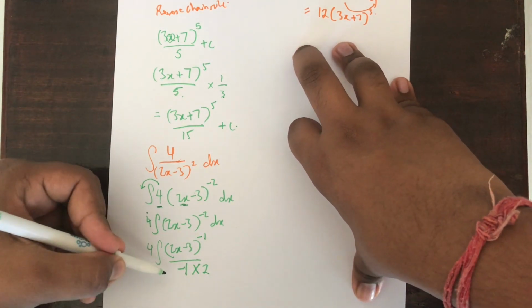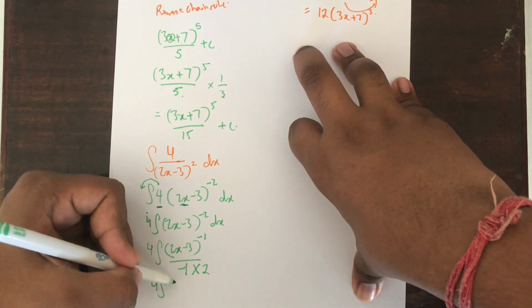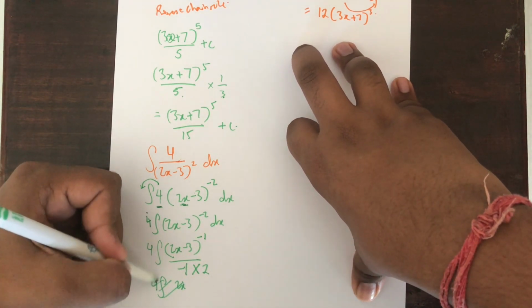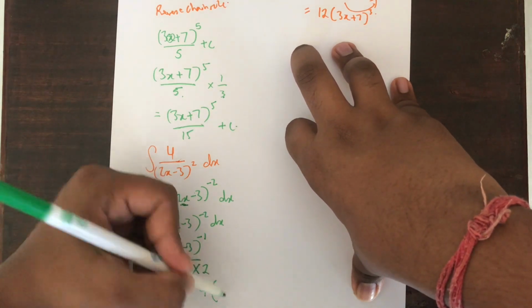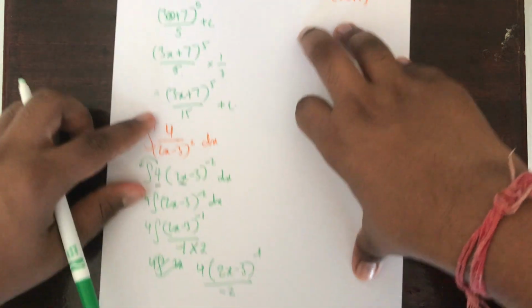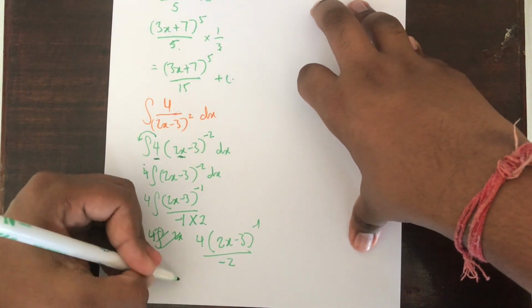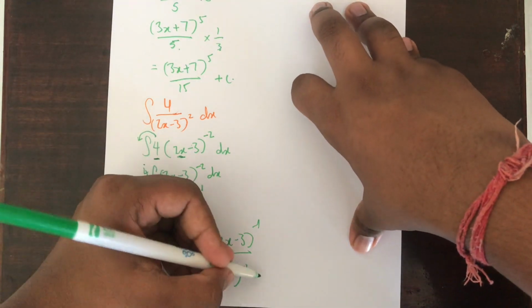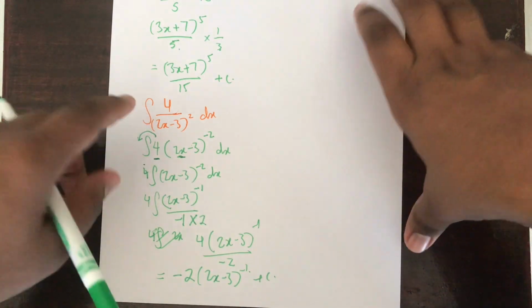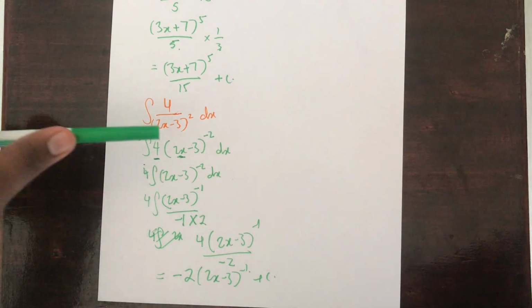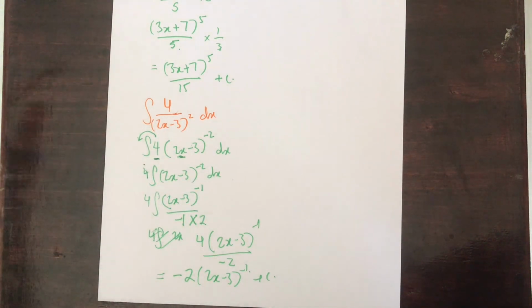So if you simplify this further, the integral is actually gone. So you get 4 times (2x - 3)^(-1) divided by minus 2. This is the same as minus 2 times (2x - 3)^(-1) plus c. So make sure you're familiarized with this rule, and you need to look at the bracket first before integrating so that you have the correct thing in the correct order when getting your answer.